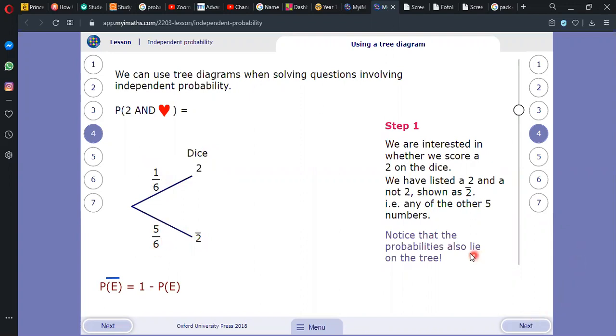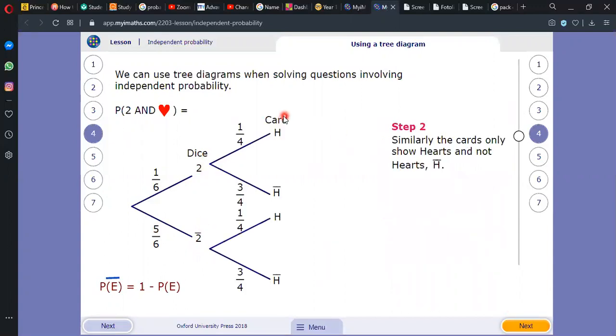Now, notice that the probabilities also lie on the tree. So we write the probabilities on the tree right here, the way it is written here. You just draw 2 branches of the tree. On the first branch, you put the probability of getting a 2. On the second branch, you put the probability of not getting a 2. You see that the outcomes that we can expect from a dice is either we have a 2 or not a 2. So those are written at the end of the branches.